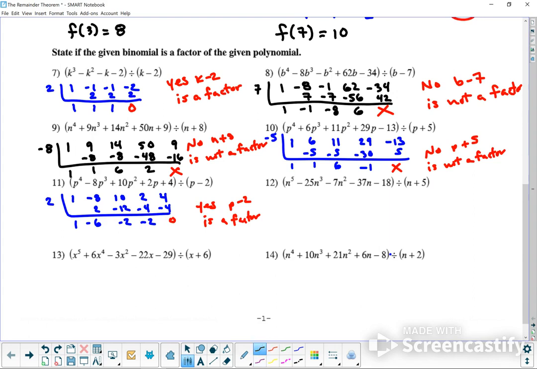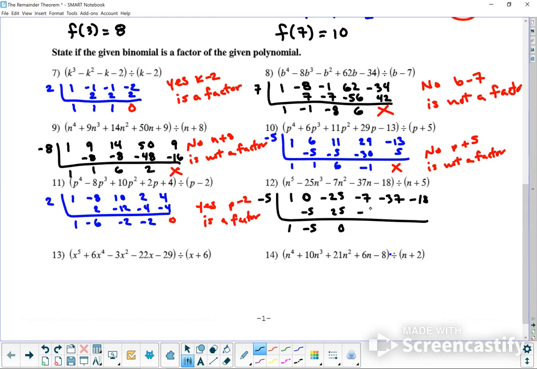Okay, next one. Use 1. We don't have an x to the 4 power, so we can use 0. N to the third, negative 25. N to the second, negative 7. Negative 37. Negative 18. Going to do this for n plus 5, which means we're going to use negative 5. Bring the 1 down, negative 5. Add it, you get negative 5. Negative 5 and negative 5 is positive 25. And add it, you get 0.